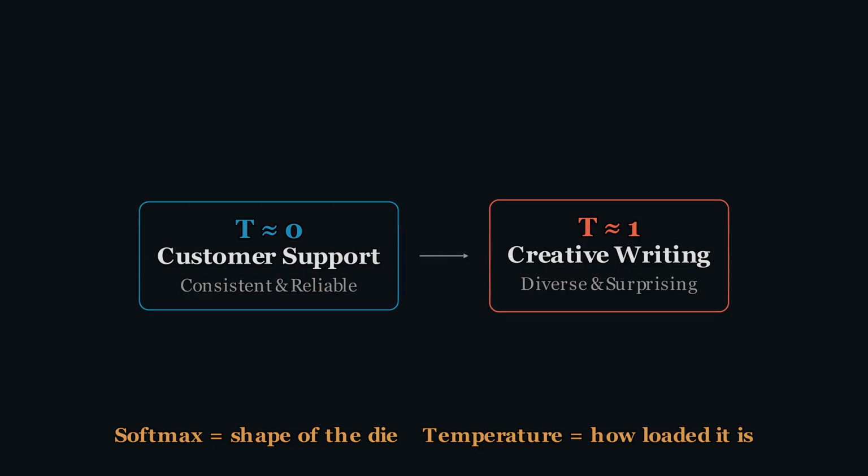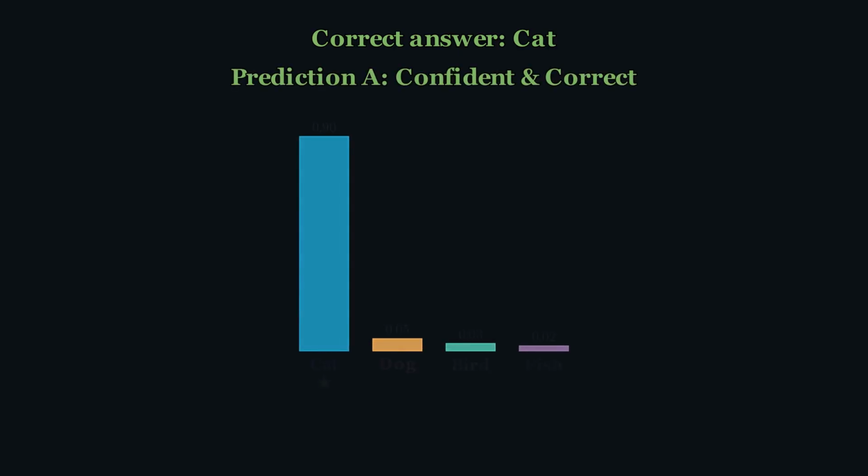The model now outputs probabilities. But what makes a good prediction? The correct answer is cat. Prediction A puts 90% on cat. Confident and correct. The loss is negative log of 0.9, which is just 0.105, a tiny penalty.